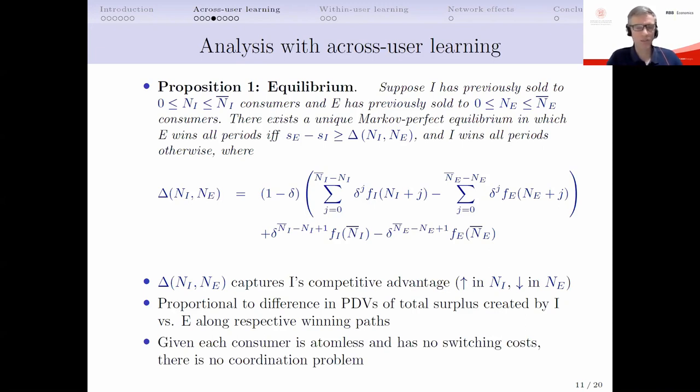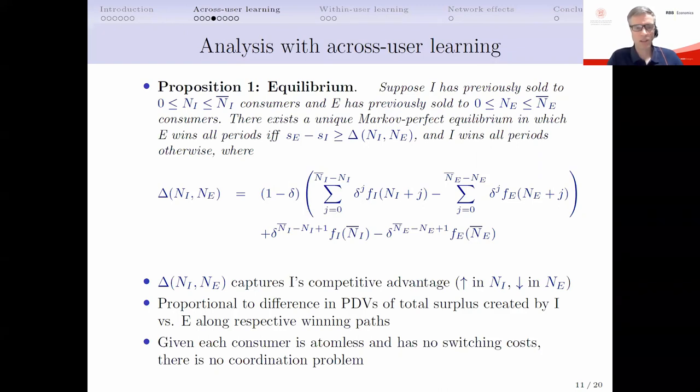The other thing to notice about this equilibrium is I didn't say anything about consumer coordination or beliefs. There's no multiple equilibrium here. They don't have to think about what other consumers are doing. And that's because each consumer here is atomless and has no switching costs. So from the position of each consumer, they're just looking at how much surplus is offered today, both the utility and the price that they face.